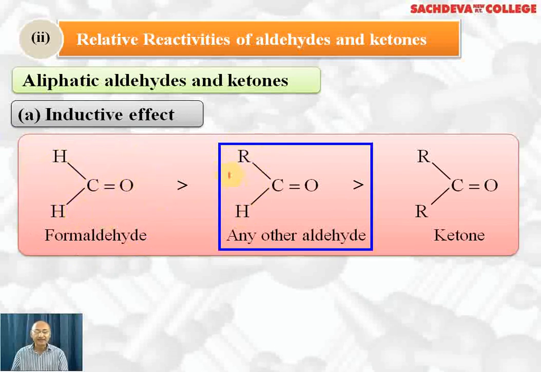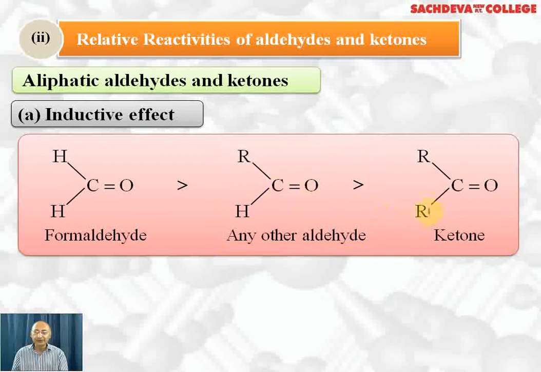Any other aldehyde will have an alkyl group which is electron releasing and will reduce the polarity of the aldehyde, that is, the positive charge will decrease on this carbonyl carbon. So the reactivity towards nucleophilic addition reaction will become less. In ketone, there is positive inductive effect of two alkyl groups. Therefore, positive charge on carbonyl carbon will be further reduced and reactivity will decrease.